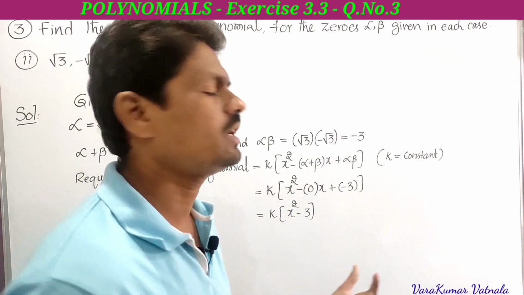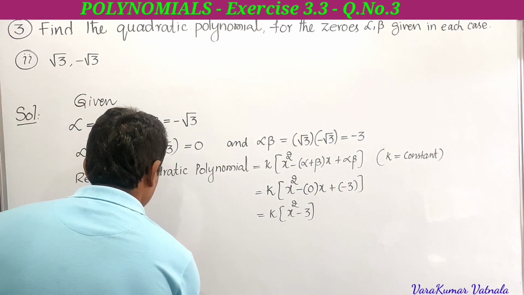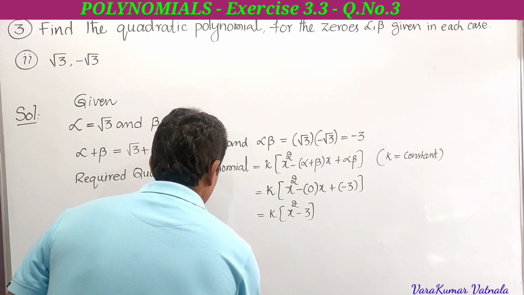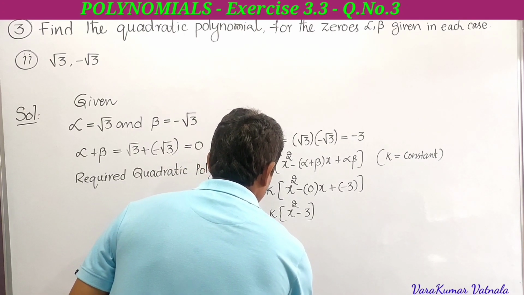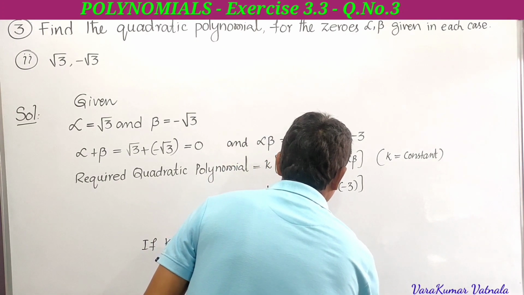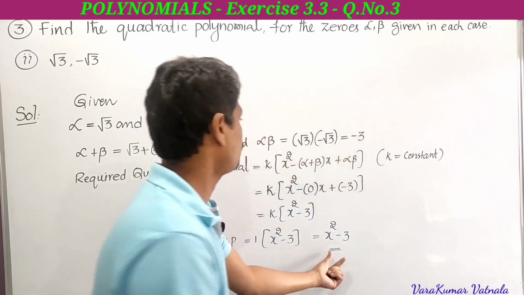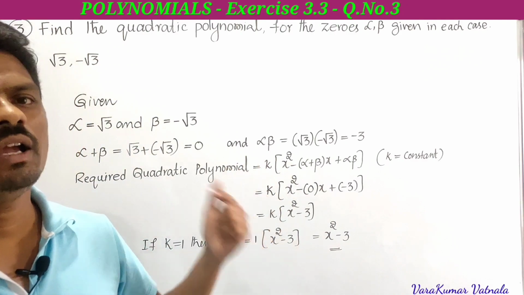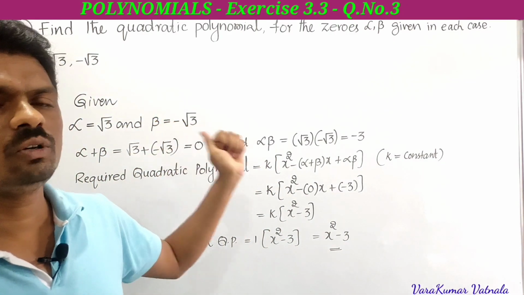So now I am substituting k is equal to 1. If k is equal to 1, then the required quadratic polynomial is equal to 1 into x square minus 3. So 1 into x square minus 3 is equal to x square minus 3. So this is the required quadratic polynomial whose zeros are root 3 and minus root 3. So this is the second bit in the third problem.